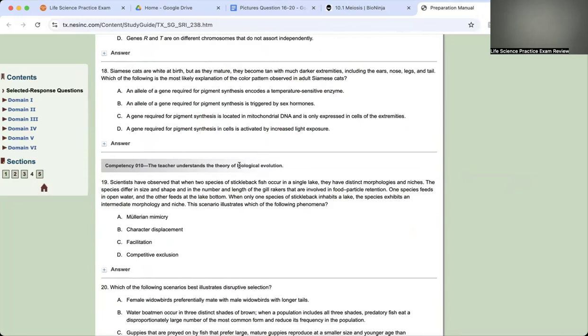So A is correct because it's the only one that would explain extremities. There's a temperature difference in the extremities versus your core body. So this is why, for example, if you went outside without clothes on, your hands and feet are going to get cold first.